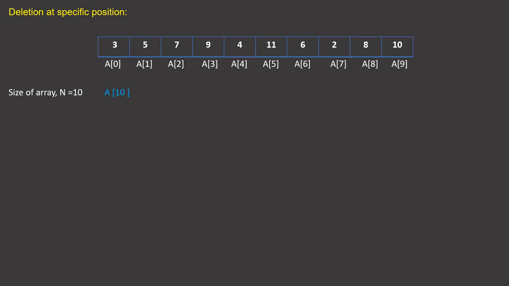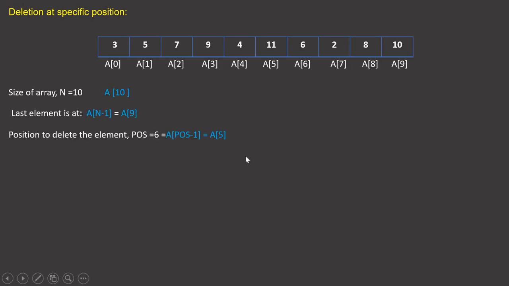So what if I want to delete a specific position? In that case, we are going to see, take the same example, right? So the position, let's say position is given 6 means the index number 5, right? So 5 is here, but the index number or you can say the position is 6, right?